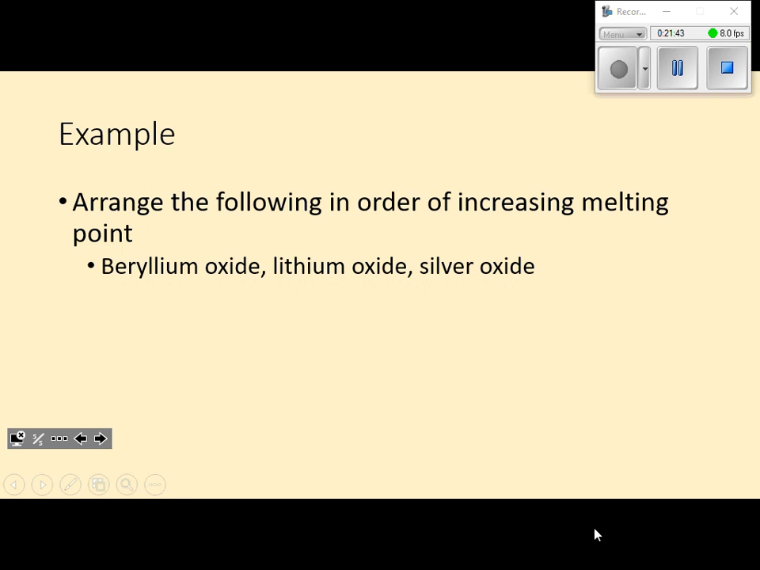So you started the class with just identifying, hey, metals take a lot of energy to melt them. Ionic compounds take a lot of energy. Covalent takes a ridiculous amount of energy to melt them. But now we can look at subsets of this and look at specific ionic compounds. Beryllium oxide, lithium oxide, and silver oxide.